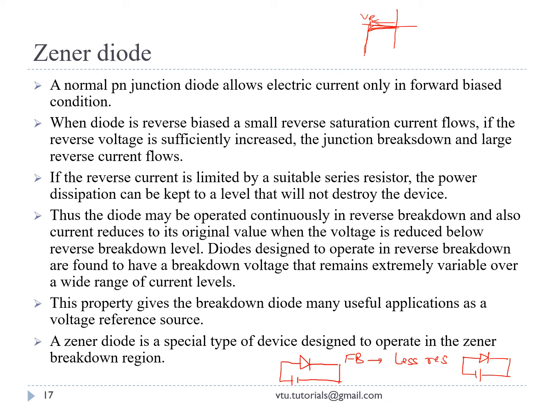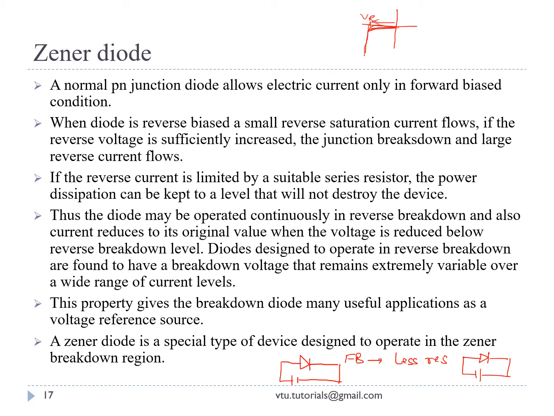This breakdown is due to the avalanche or Zener effect that takes place in the PN junction diode. Okay, if we increase the voltage beyond VR, there will be a sudden rise in the current and a large amount of power dissipation. Due to this power dissipation, the diode will break down and be destroyed, right?